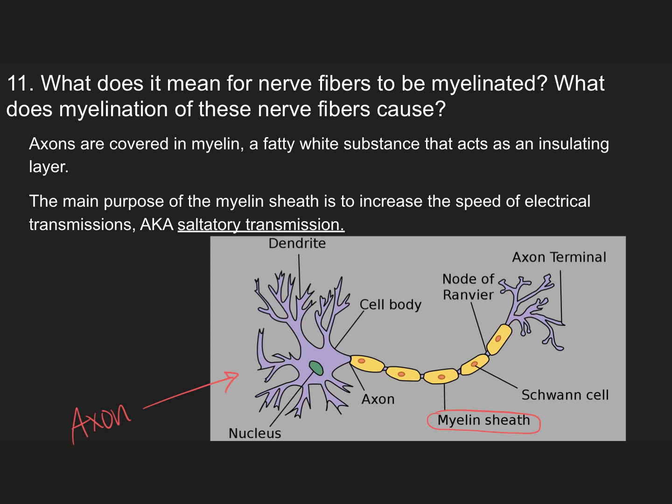Okay. But while we're here, I want to point out a couple of parts. So we have the myelin sheath. These little guys on the inside are called Schwann cells. Need to be familiar with the name.